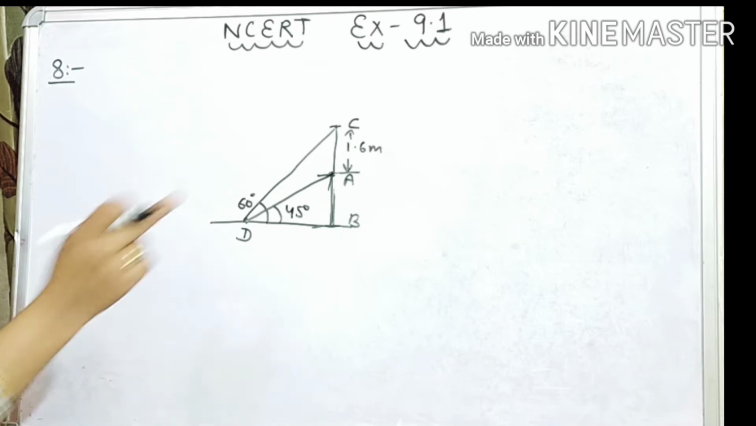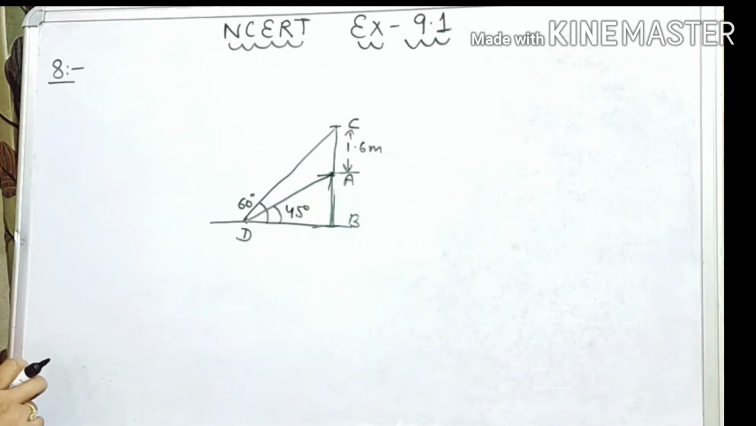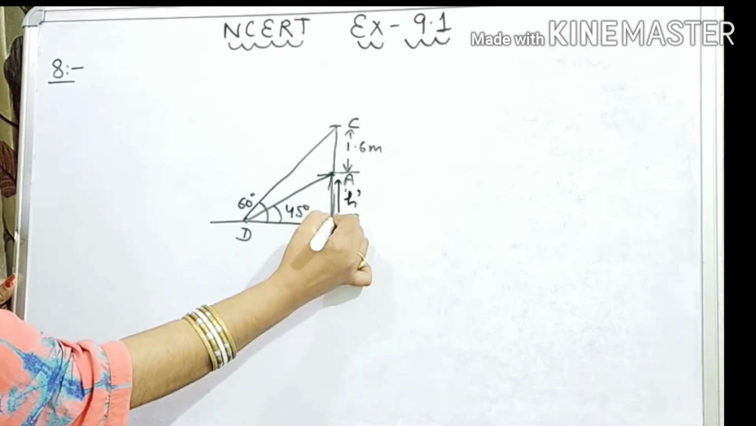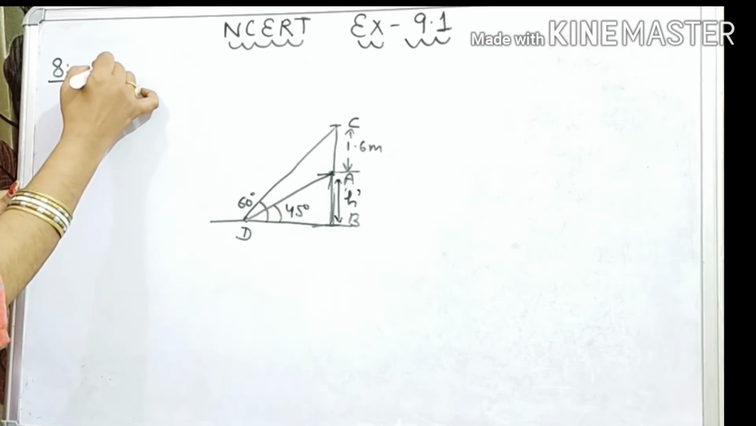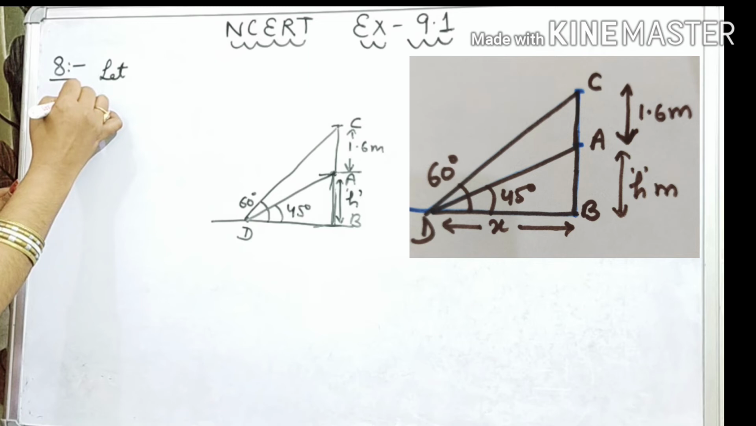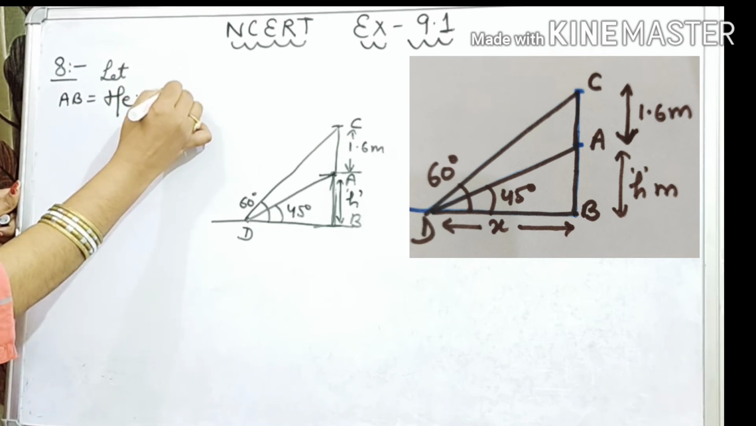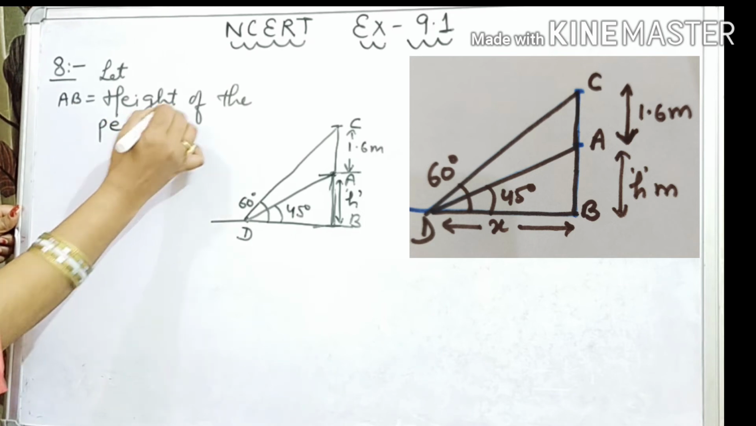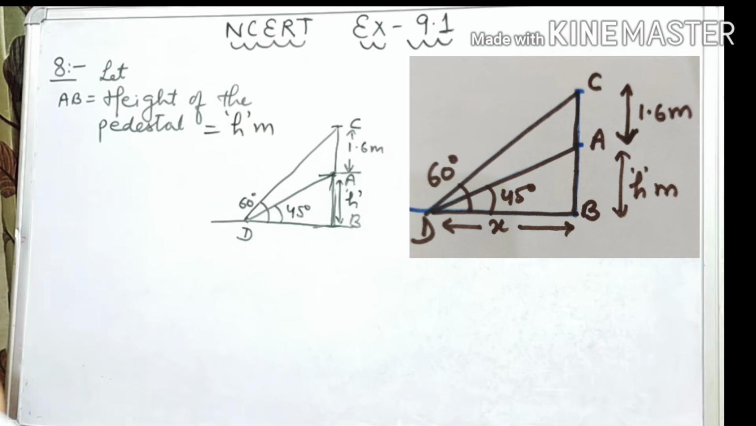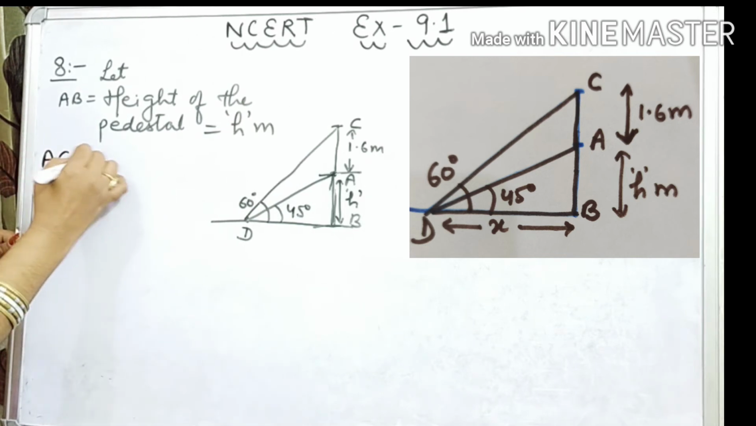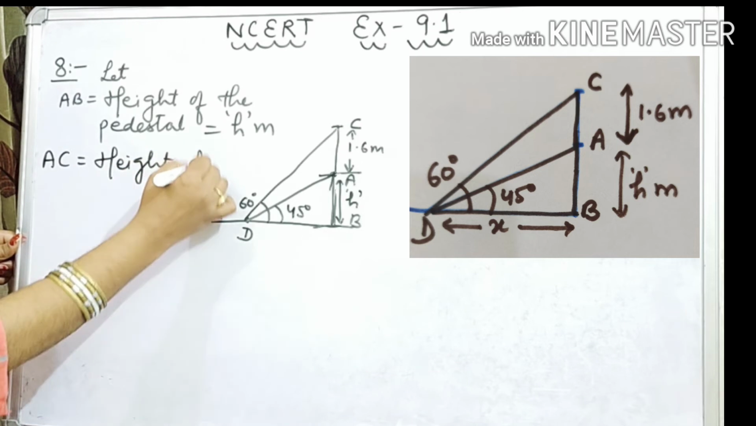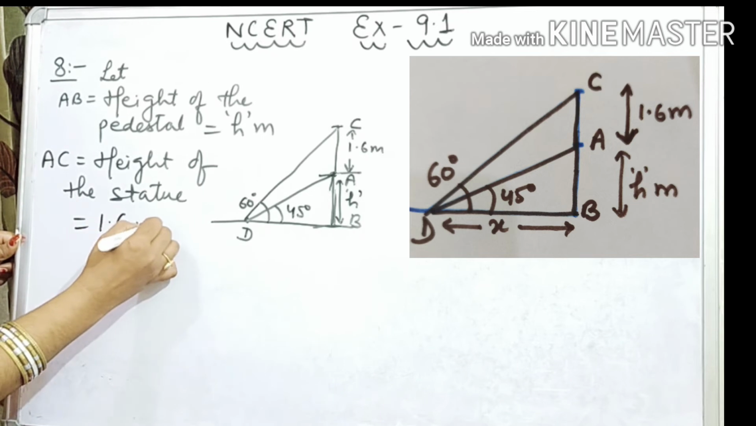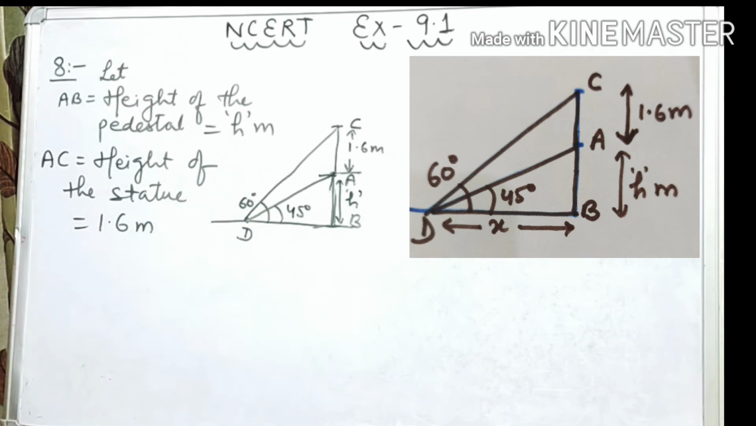Now we have to find out the height of the pedestal. Let's say this is h meters. Now we have to write what we have supposed in our question. So let AB be equal to the height of the pedestal, which we have supposed as h meter, and AC is the height of the statue, and it is given in the question as 1.6 meter. Also these two angles are given, which we have already marked in the figure.